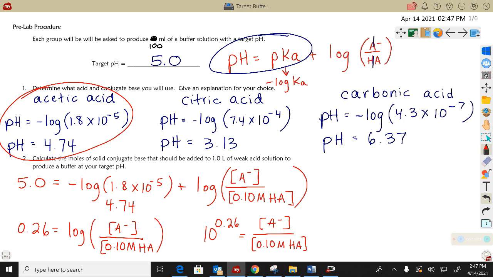Now, if I plug that in my calculator, I'm going to go 10 caret 0.26, and then I get 1.82 equals, oh, we're getting closer, A minus all over 0.1.